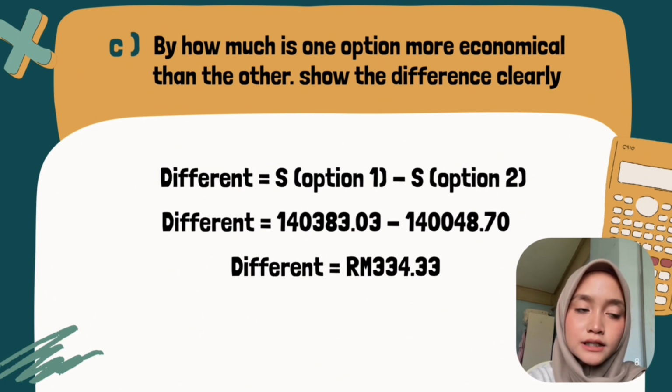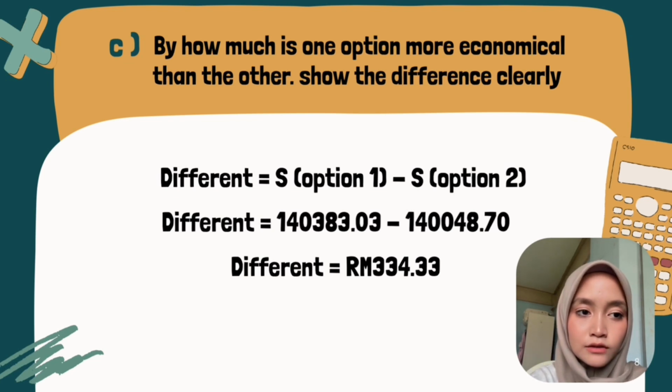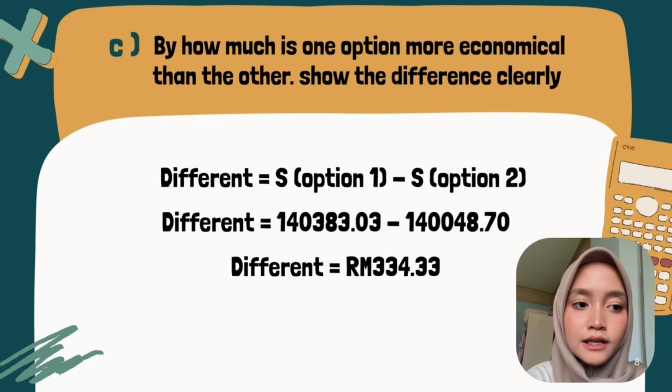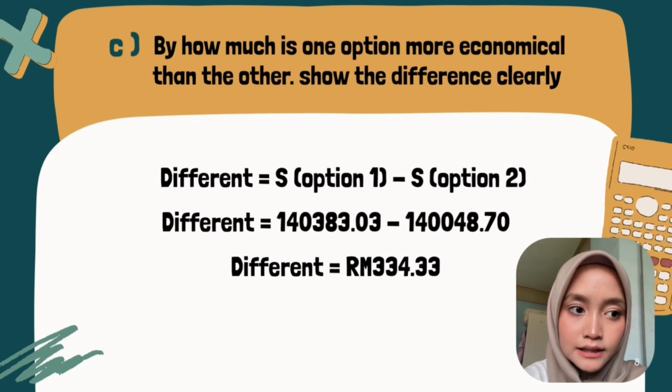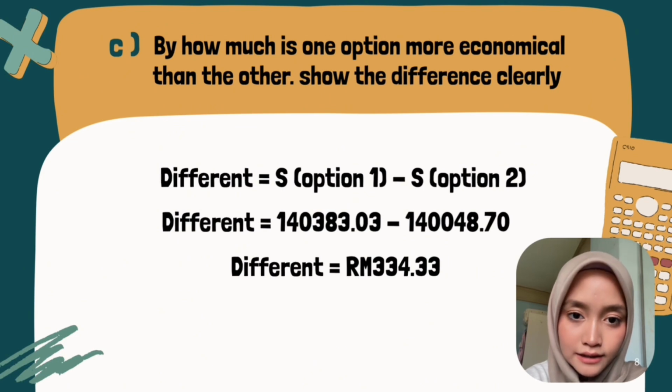For the next question, by how much is one option more economical than the other? Show the difference clearly. So in this question, they just want to see the value of S with option 1 and option 2. So we just minus the amount of S, which is 140,383 ringgit and 3 cents minus 140,048 ringgit and 70 cents, and we got the difference is 334 ringgit and 33 cents.